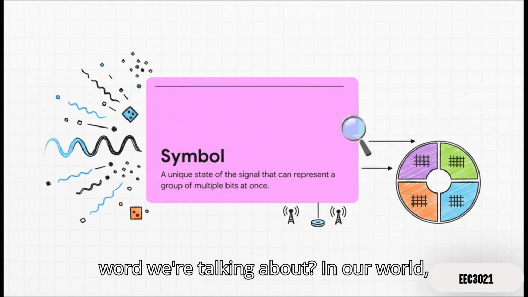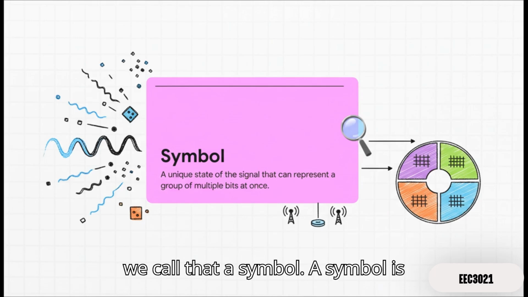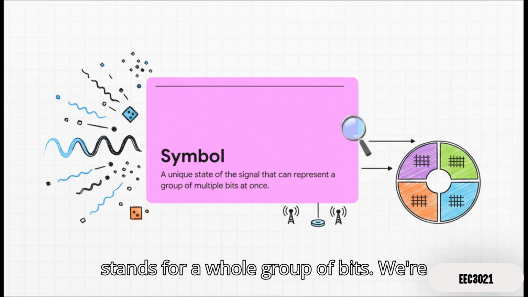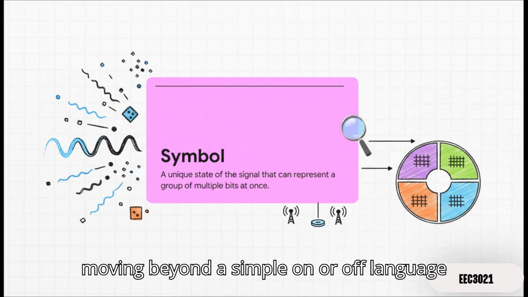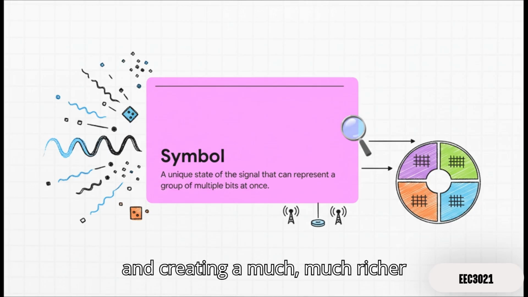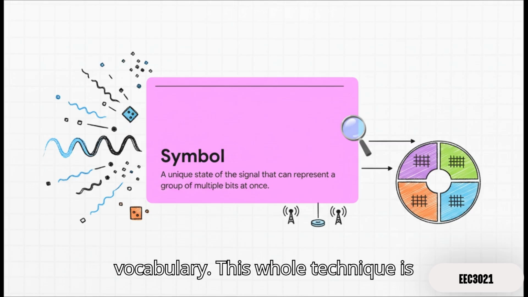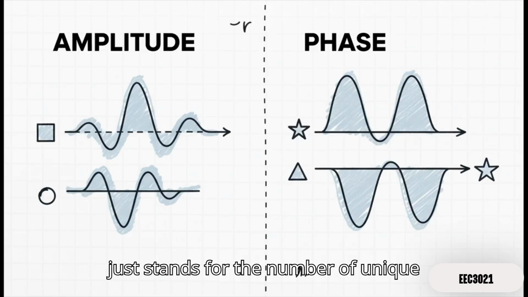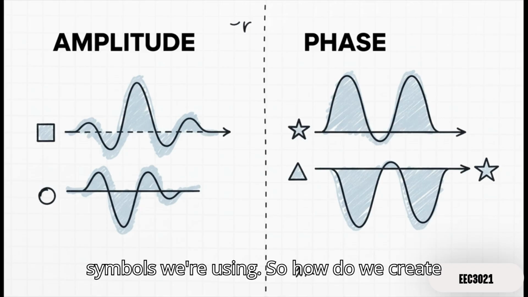And that word we're talking about? In our world, we call that a symbol. A symbol is just one unique state of our signal that stands for a whole group of bits. We're moving beyond a simple on or off language and creating a much, much richer vocabulary. This whole technique is called M-ary modulation, and that M just stands for the number of unique symbols we're using.